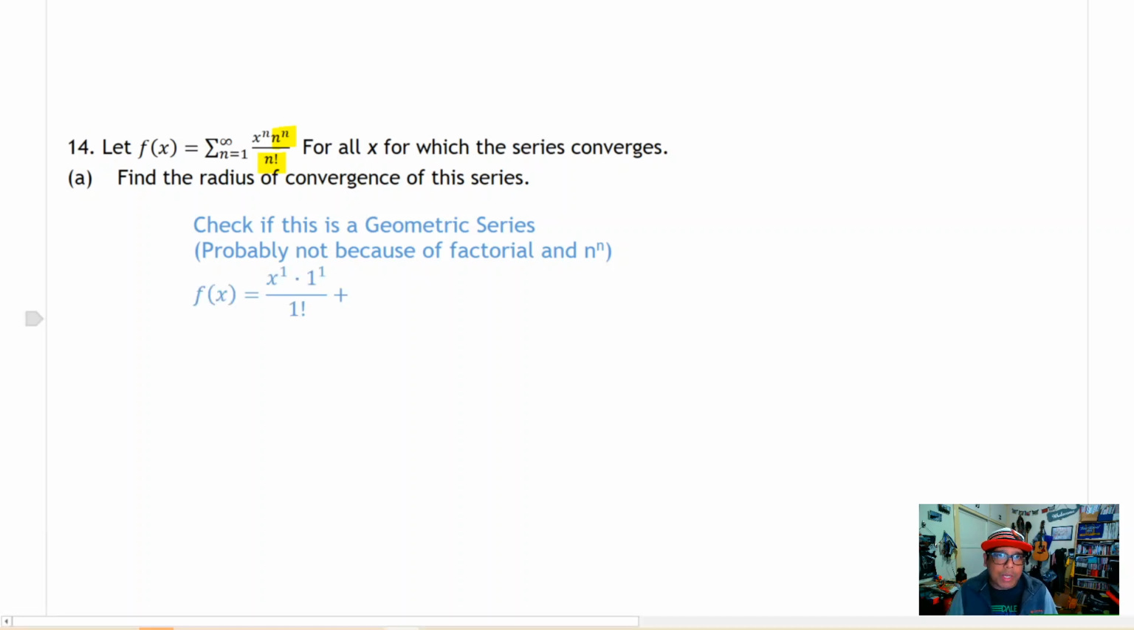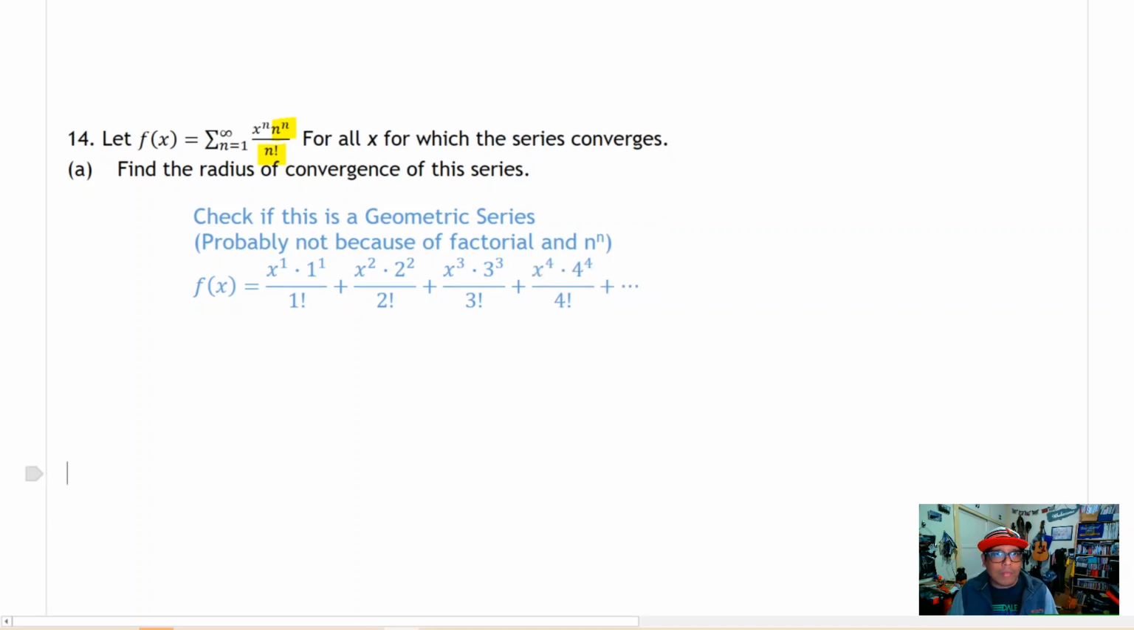But let's pretend we didn't notice all that. We're going to put together all of our terms, or at least the first 4 terms anyways. And yeah, I don't think this is a geometric series. The mechanism to get from one term to the next is definitely not multiplication. So what do we do if we have a series that's not geometric? That's right, we're going to use the ratio test.